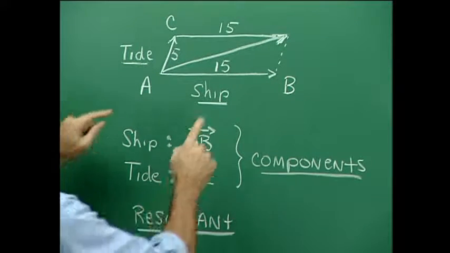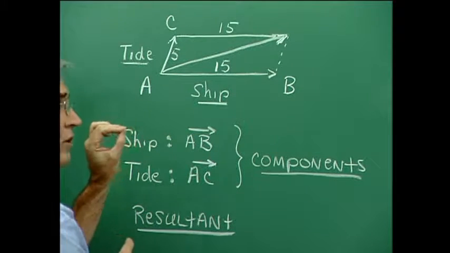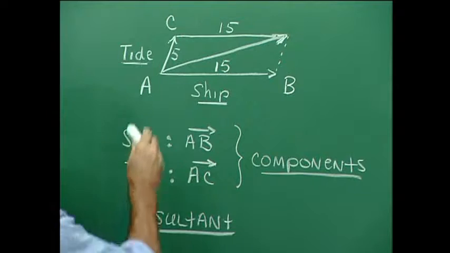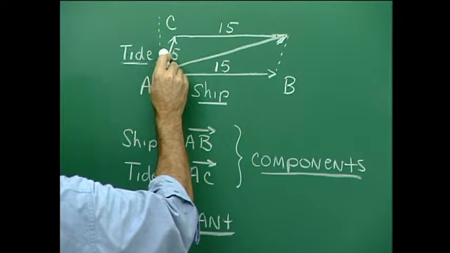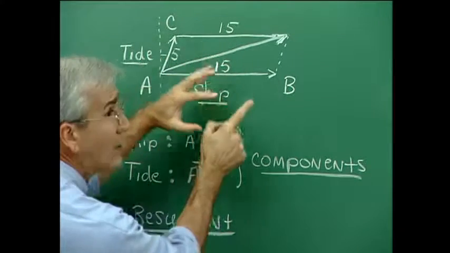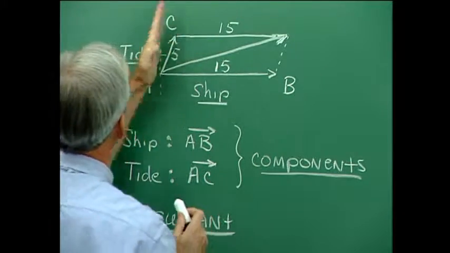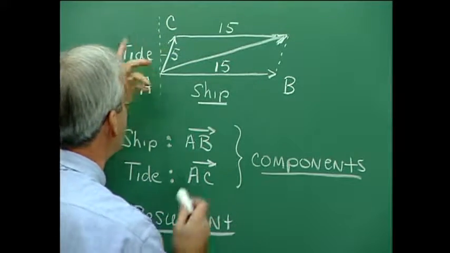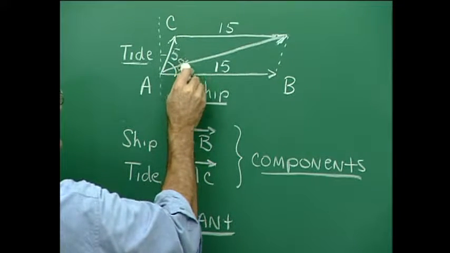Now we know that the ship is traveling due east, but the tide was traveling 10 degrees north of east. So it's like we have a north-south line here, and this angle is 10 degrees. If that angle is 10 degrees, let's get into our triangulation by thinking about that. Now all of this is 90 degrees. We take away 10 and we have 80. So that's an 80-degree angle.